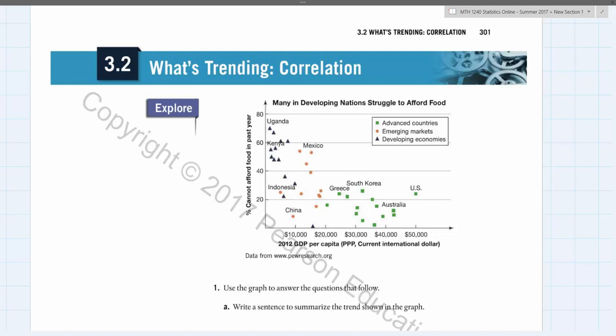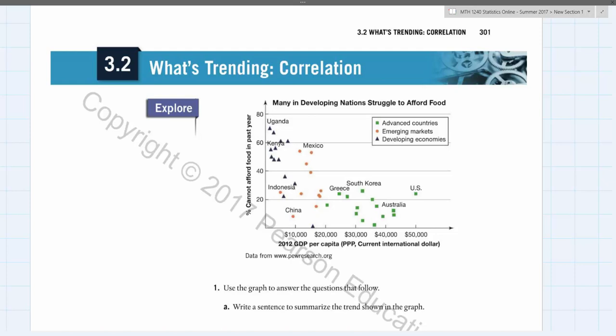All right, so if we take a look at the graph here, across the top our title is "Many in Emerging and Developing Nations Struggle to Afford Food." Right, so that just gives us a snapshot of what the graph's about.